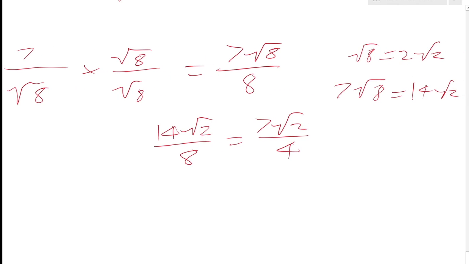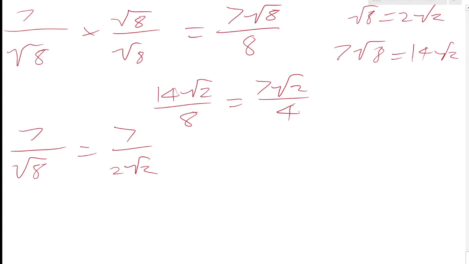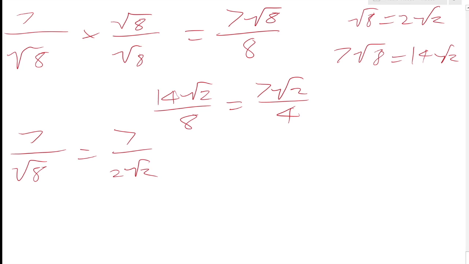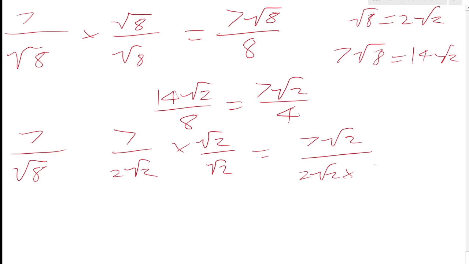Similarly, we could have actually done that at the start. 7 over root 8 equals 7 over 2 root 2. And because the 2 is a rational and we're multiplying, we could just multiply by root 2 instead of root 8. Let's see if we do that. Multiply by root 2 over root 2, I'll remove that equal sign because it's no longer an equals. That gets us 7 root 2 over 2 root 2 times root 2.